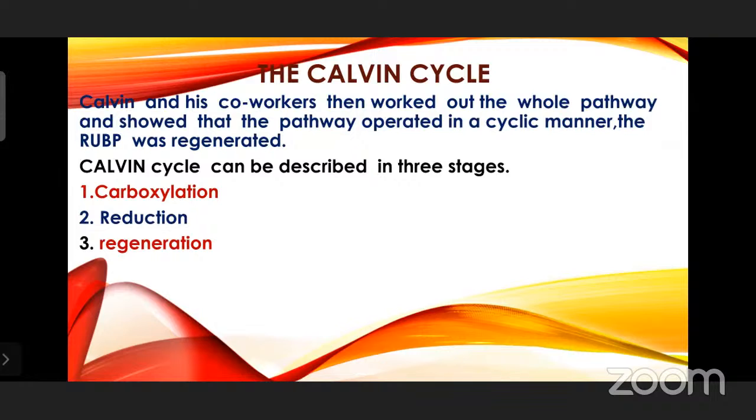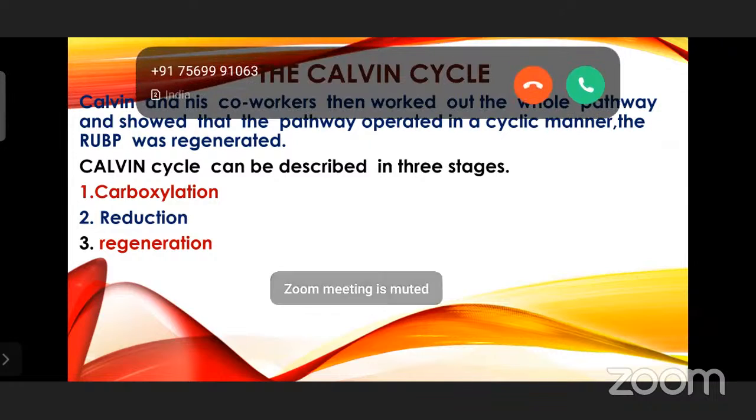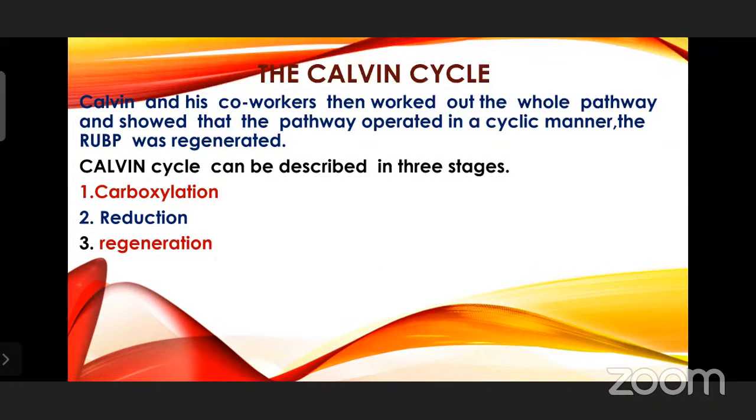As I said, phosphoglyceric acid, so here you are already familiar with it. Calvin and his co-workers worked out the whole pathway and showed that the pathway operated in a cyclic manner. Remember, it takes place round and round in a cyclic manner. That's why it is called the Calvin cycle, introduced by Melvin Calvin, for which he got the Nobel Prize also.